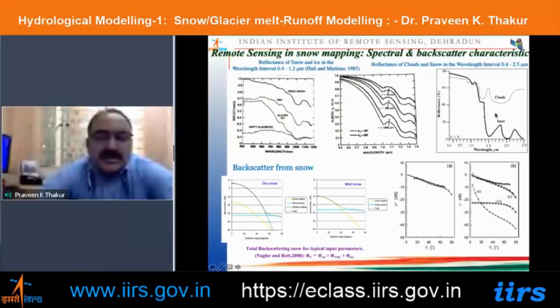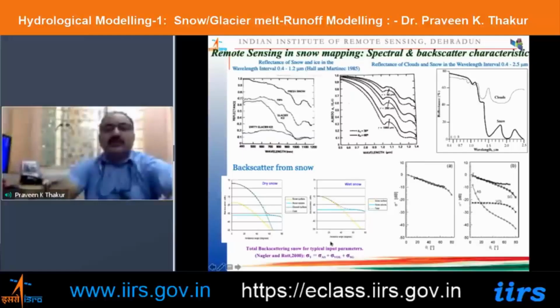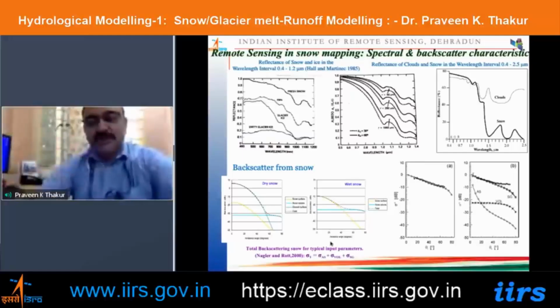So these indices which are used to map the snow cover area make use of this reduction in the reflectance of snow at 1.5 micrometer and very high reflectance in the green band. The common index that we use is the normalized difference snow index. Similarly, if you want to map the snow throughout the year, irrespective of weather, we can use radar data also.